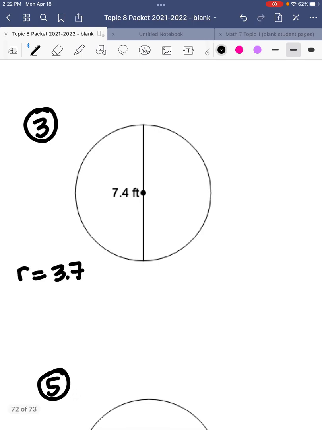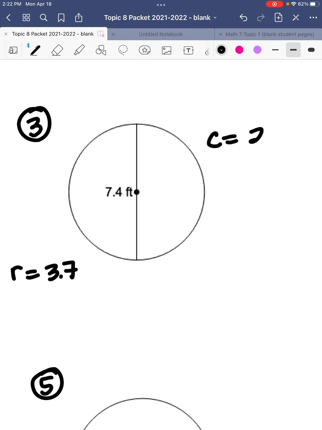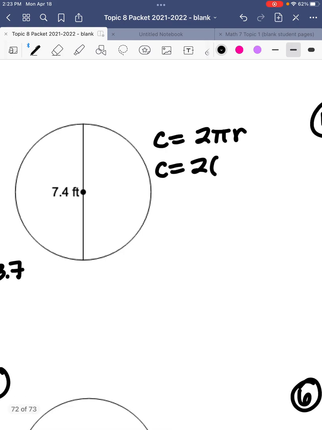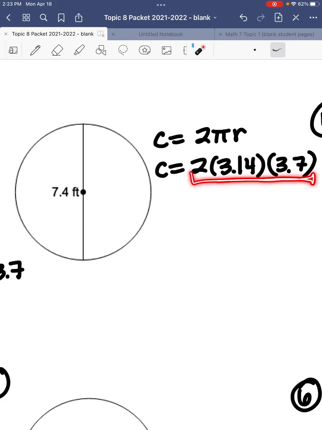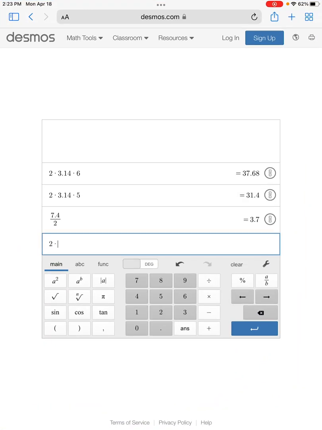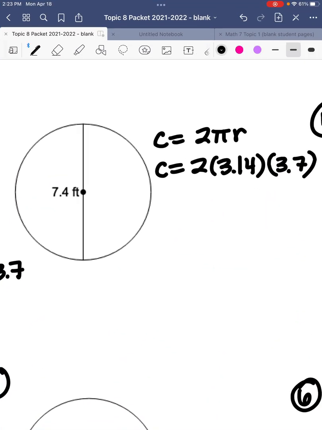And that's important to my formula because my formula is circumference is 2 times pi times the radius. So circumference is 2 times 3.14 times 3.7. Well, we're going to now put all of this into my calculator. So keep in mind, I'm multiplying it all together. So 2 times 3.14 times 3.7, and I get 23.236. 23.236 feet is my answer.